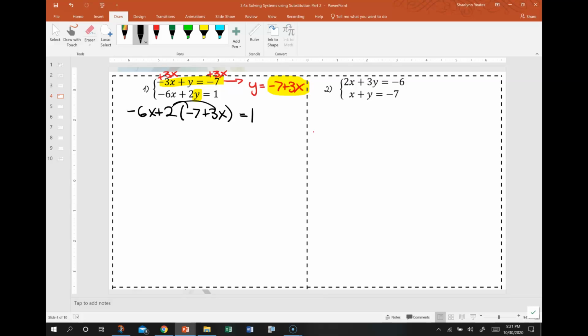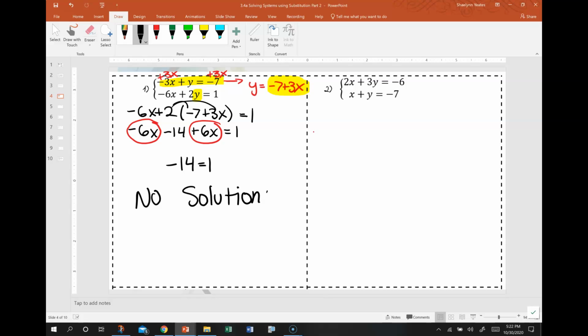So the first thing I want to do is distribute my 2. So I have -6x minus 14 plus 6x equals 1. Here's where I combine like terms. I've got -6x plus 6x, that goes to 0, and I end up with -14 equals 1. Now, is that true? Does -14 equal 1? No. So this would be no solutions. Beautiful. That actually turned out quite nicely.